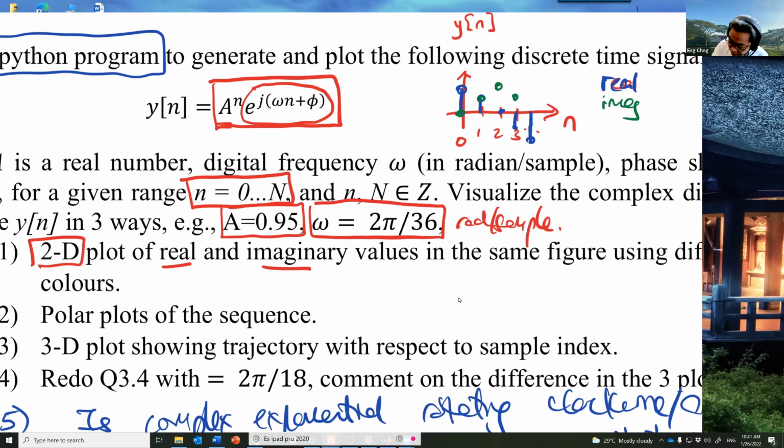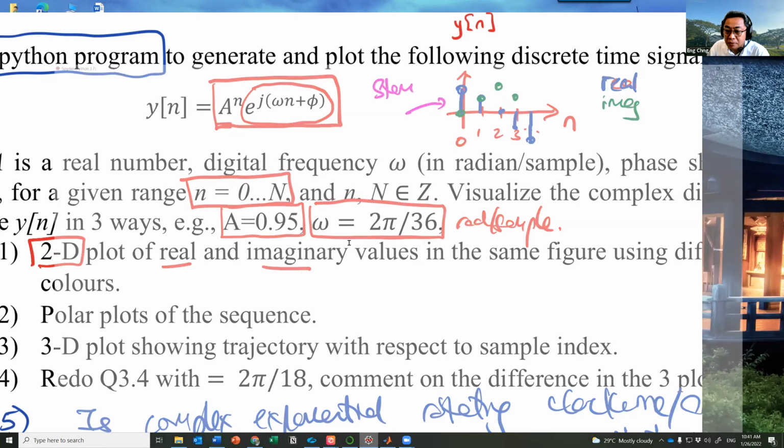Now, this is the stem plot. Stem plot means this is one straight line with a circle at the end. Okay, I'm going to show you what my answer is now for this question. A equals 0.95, omega equals 2 pi over 36.